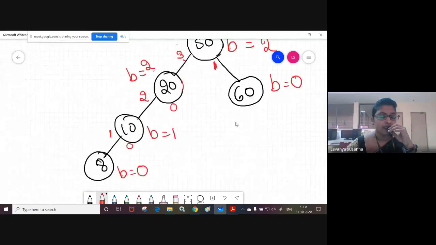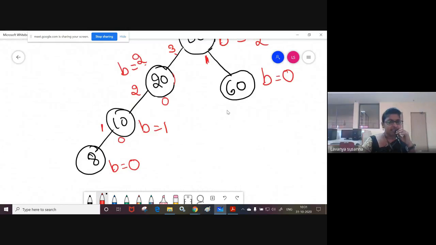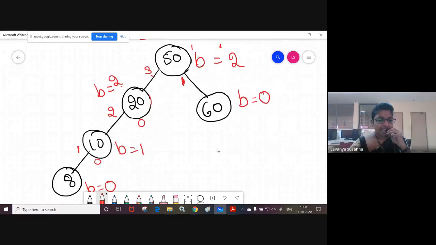Let us see. Always take the path from the inserted node. Which node have you inserted? Node 8. After inserting 8 only, the tree is not balanced, right? So traverse from the last inserted node. What is the last inserted node? 8. Because of this node you have inserted, the tree is not at all balanced. So traverse from the inserted node to the root node.